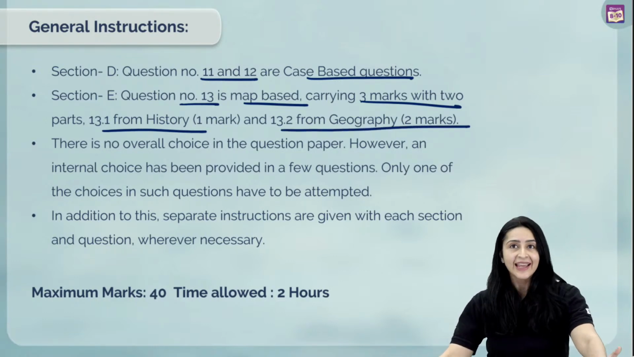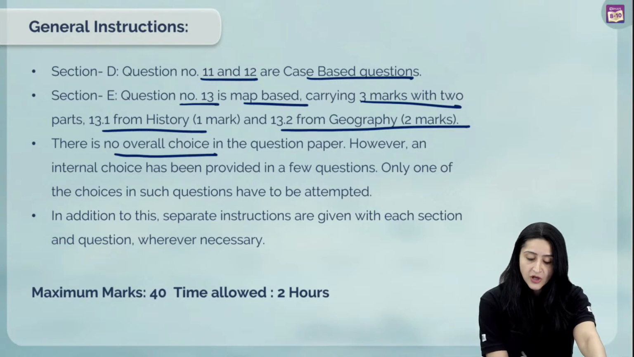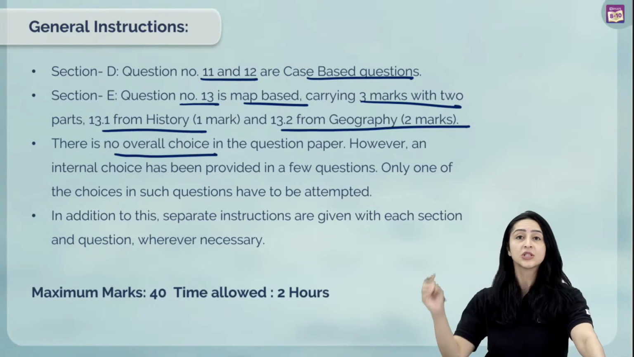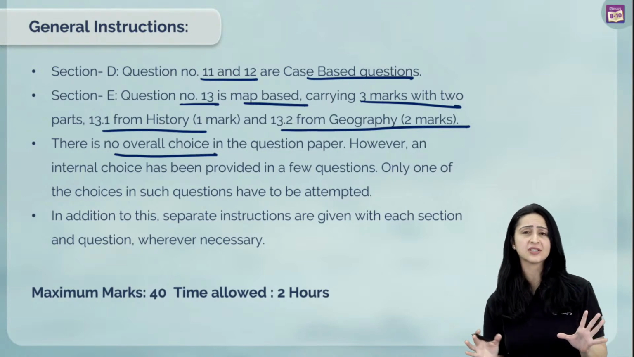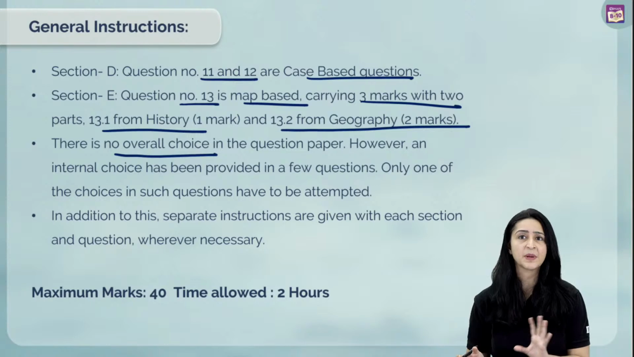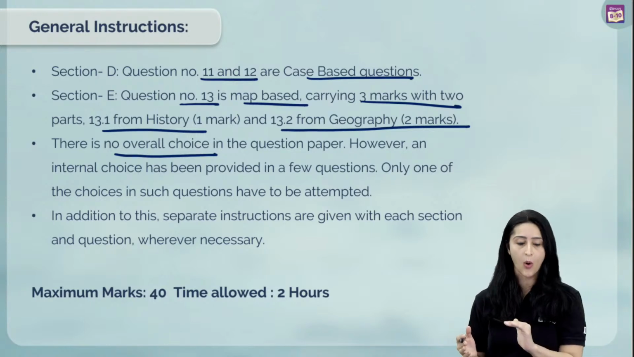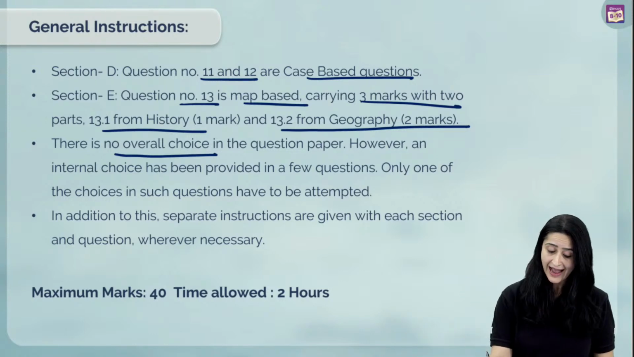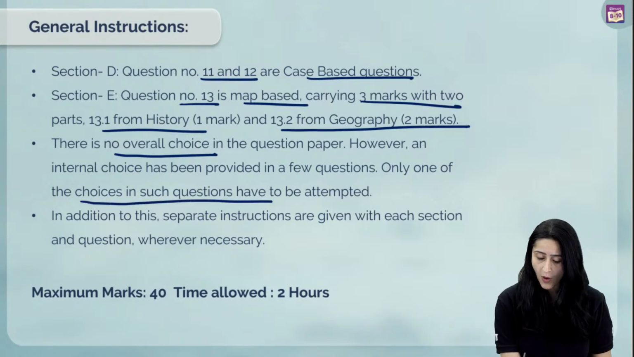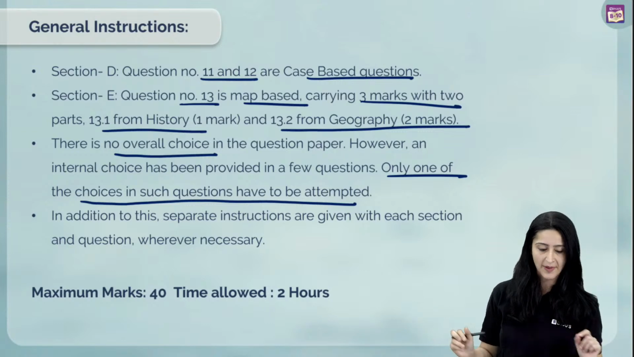Again, they've said that there is no overall choice in the question paper, which means all questions are compulsory. However, in some questions, there is an internal choice that has been provided. They may tell you to answer A or B. In such questions, it's very clearly mentioned, and only one of those choices has to be answered.